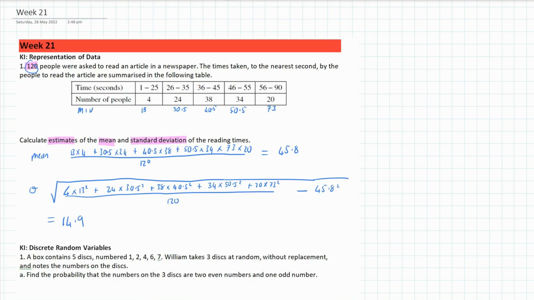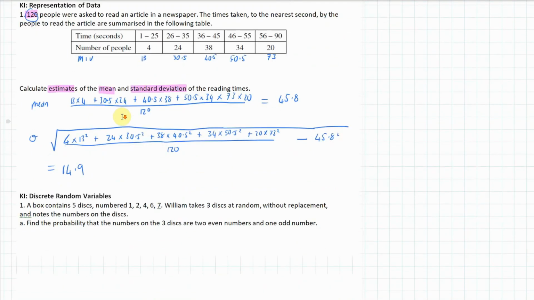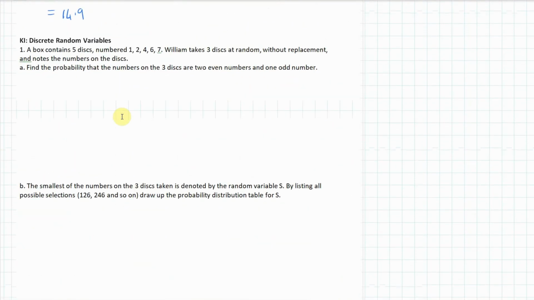Next one, discrete random variables. Now we've got this box containing 5 disks, and they've got these different numbers here. He takes 3 disks at random without replacement and notes the numbers on the disks. Find the probability that the numbers on the 3 disks are 2 even numbers and 1 odd number.